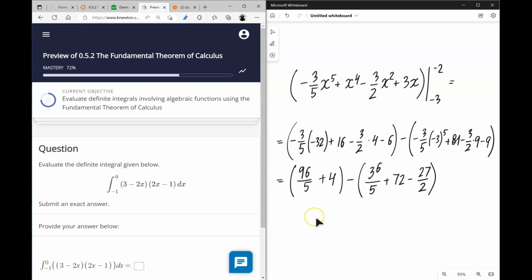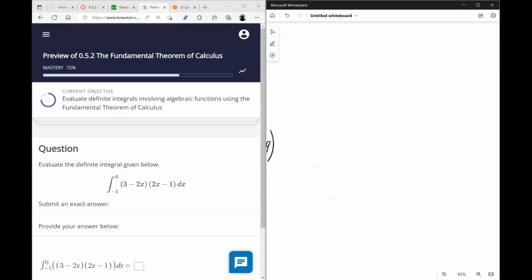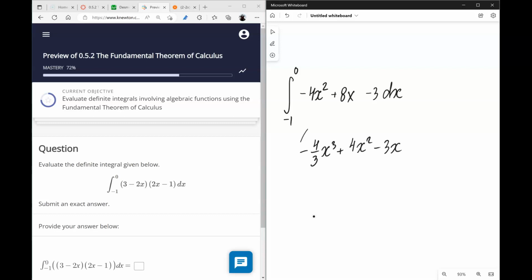We've done a problem like this before, so it shouldn't be a problem, right? So we're going to first distribute everything. So we have negative 4x squared minus 3, and the x term is 6x plus 2x, so it's plus 8x. Now we're going to find the antiderivative, so negative 4/3 x cubed plus 4x squared minus 3x, evaluated from negative 1 to 0.